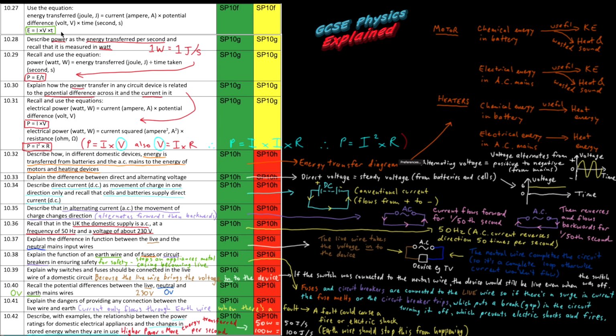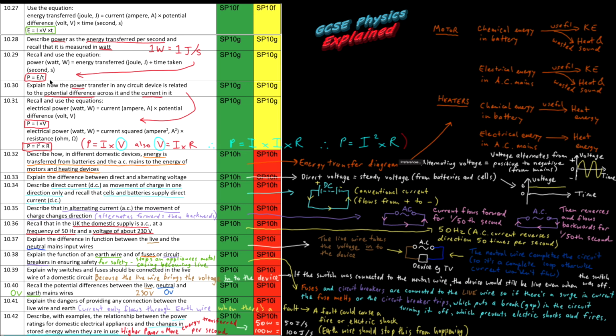And in your exam you'll just be given the numbers and you've got to pop them in. So that should be easy marks. 10.28. Describe power as the energy transferred per second and know that it's measured in watts. So for 1 mark in an exam, you just literally say that power is the energy transferred per second. For another mark, you say it's measured in watts. And you've got to know that 1 watt is 1 joule per second.